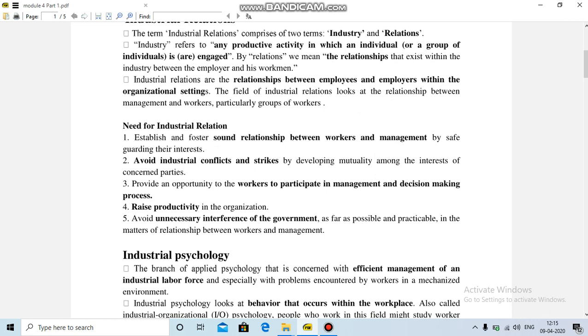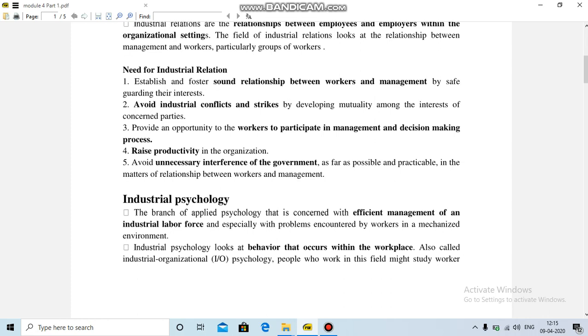What are industrial relations? One term connected to industrial relations is industrial psychology. I said the key term in industrial relations is relationship. If you want a good or healthy relationship, we need to know what industrial psychology is. What is the psychology of human beings? Some of you have studied this in human relations engineering: how the characteristics and personal attributes of each individual make an impact on the industry. Industrial psychology is a branch of psychology concerned with the efficient management of the industrial labor force.